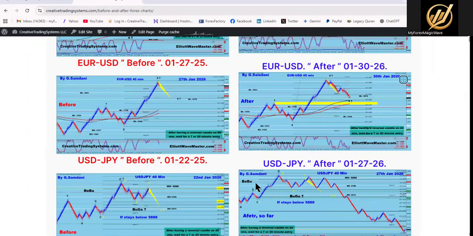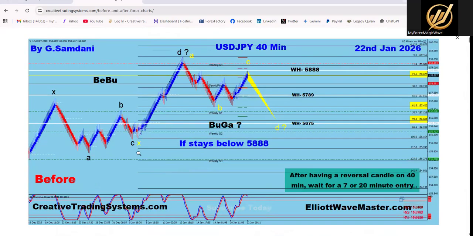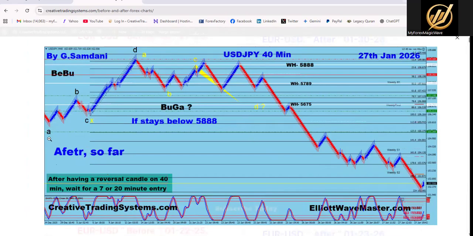Similarly, if you look at the USD/JPY before, it is on the 22nd. I made this chart that is basically going to be a harmonic pattern, and then maybe wave 1, 2, followed by wave 3 as an Elliott wave. So as long as we stay below this, this was my analysis chart, and what happened after that?